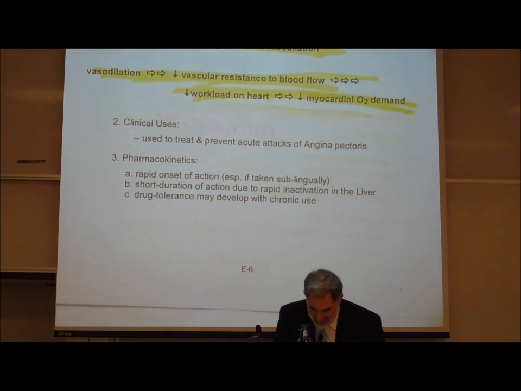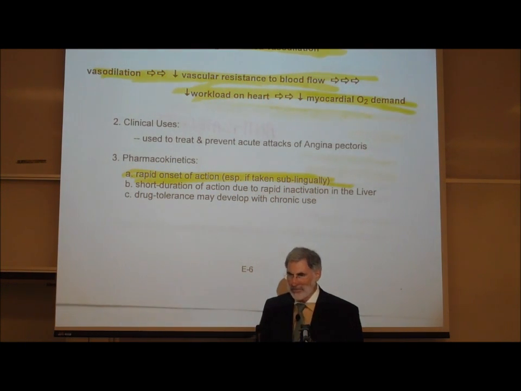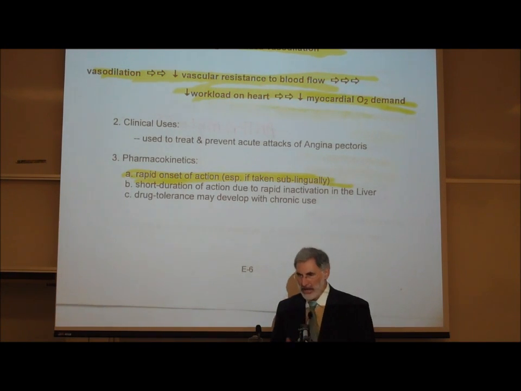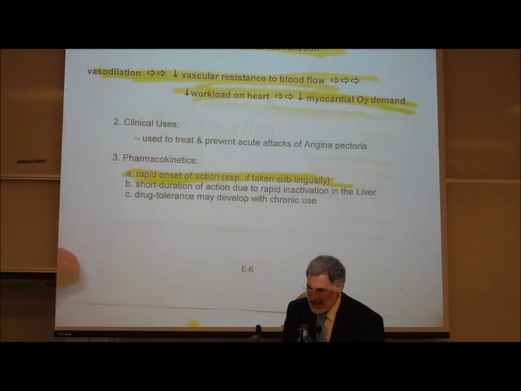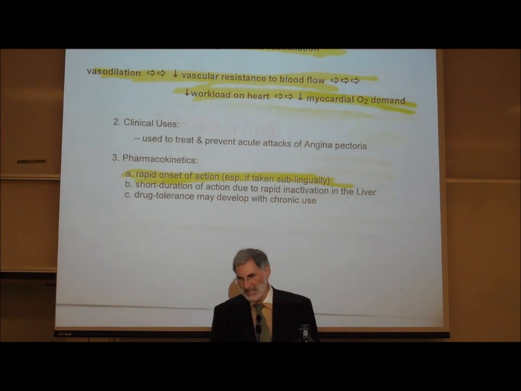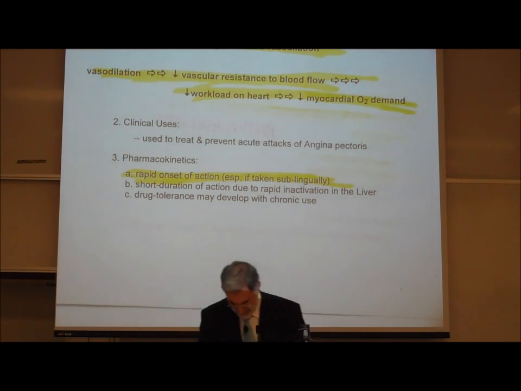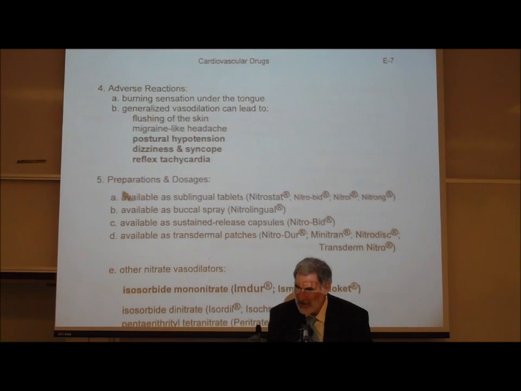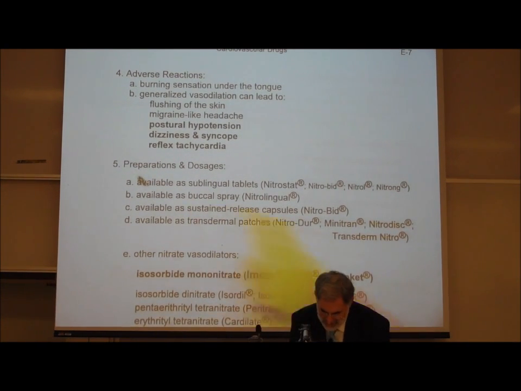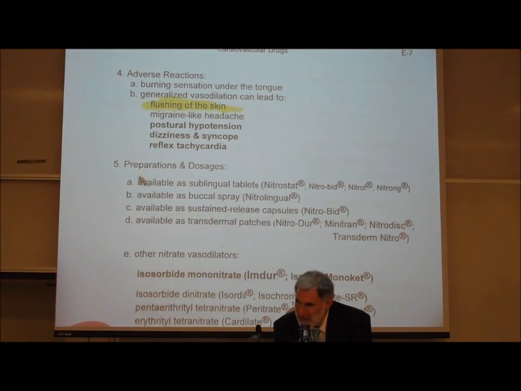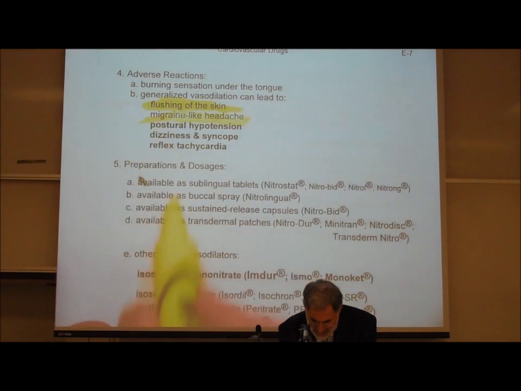Now, as far as how you take nitroglycerin, if you need a rapid onset of action, they take it sublingually under the tongue. They also have a spray they can spray into the mouth buccally. It has a short duration of action because nitroglycerin is rapidly broken down or inactivated in the liver. On page E7, as far as other effects, any drug that's going to cause generalized vasodilation may create a flushing of the skin, a migraine-like headache.